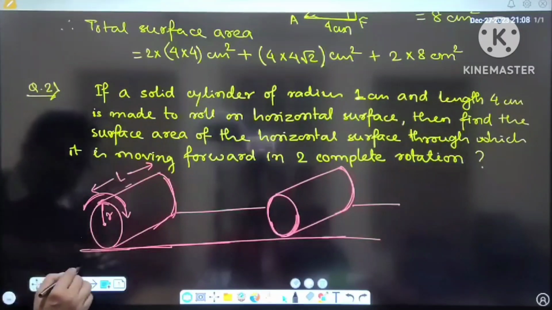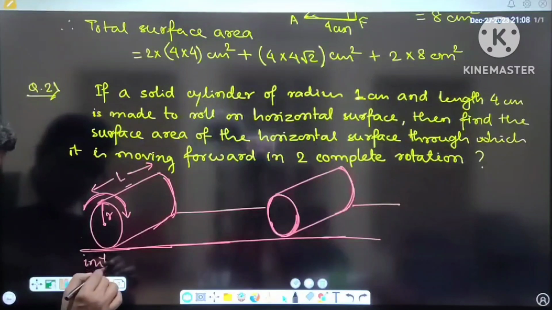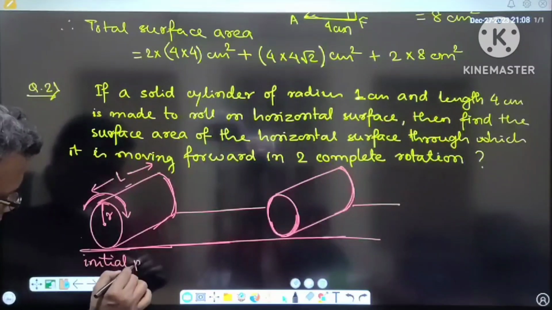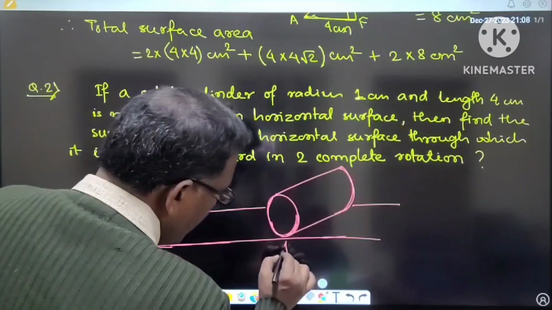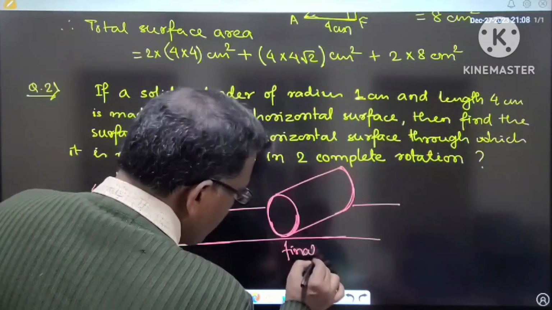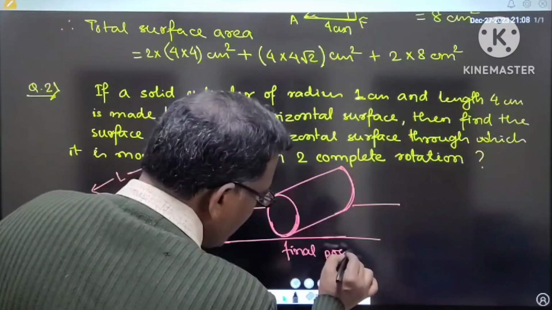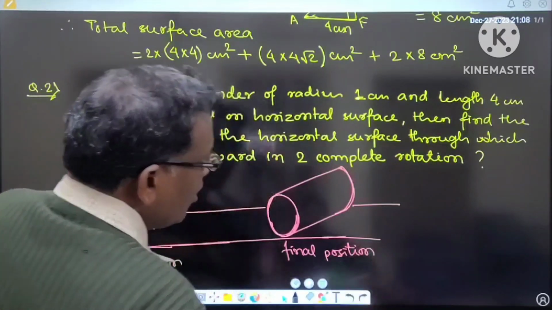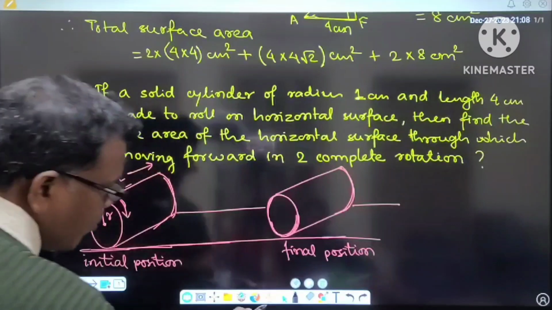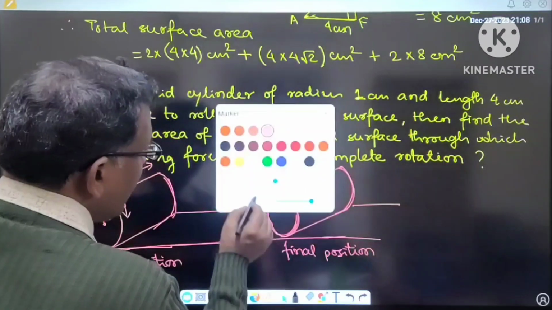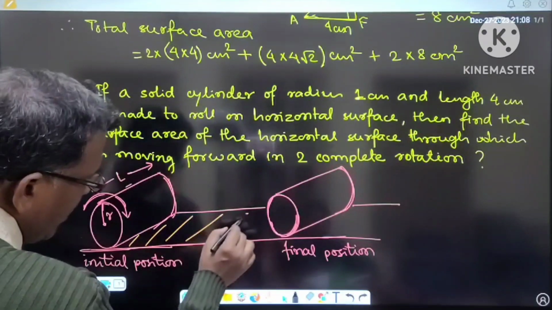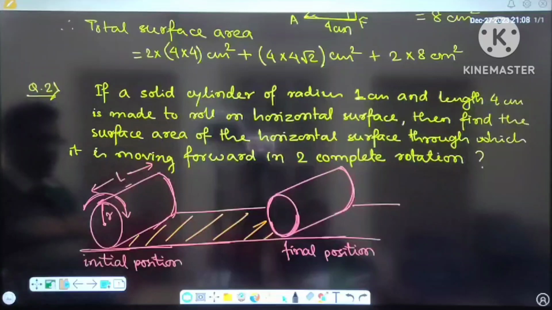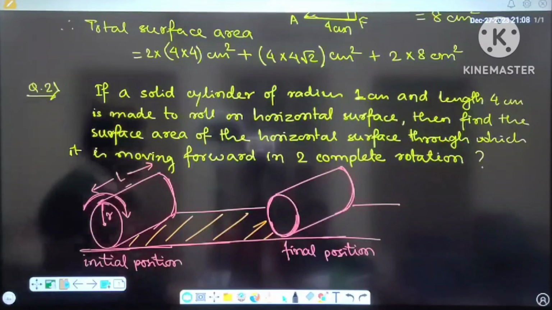So if this is the initial position of the cylinder before it starts rolling, and if this is the final position, my question is about the surface area through which it is moving. I'm talking about this area. I'm trying to know about this area of the surface through which this cylinder is rolling and moving forward, right?